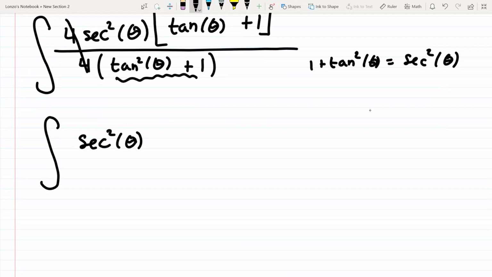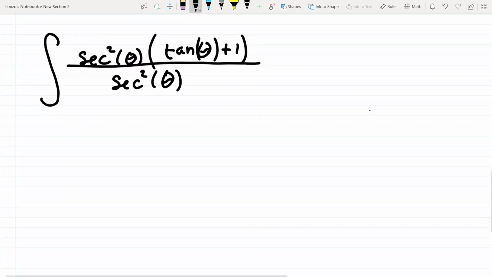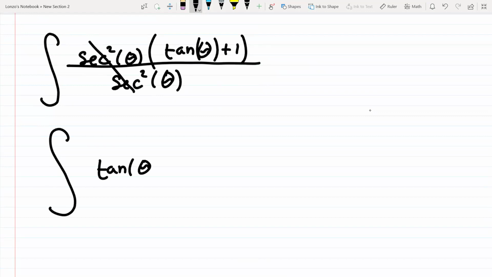the tan theta plus 1 stays true. And then on the bottom, so the 4 cancels. So then on the bottom, you can replace tan square theta plus 1 with secant square theta. And what do you see that cancels? The secant square theta, right? So you're left with tan theta plus 1 times d theta.